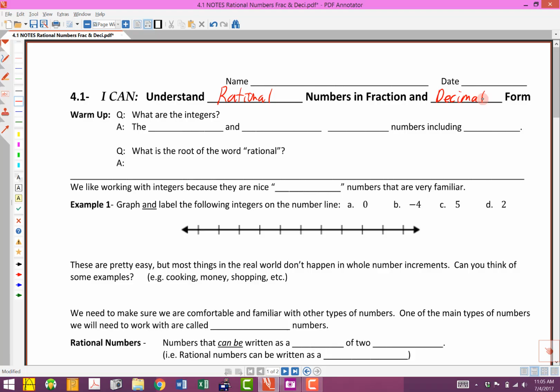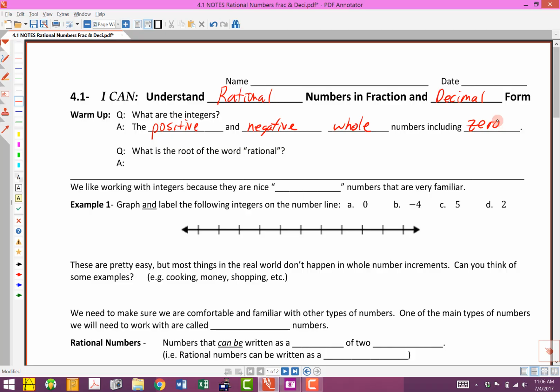And as a warm-up for this, let's just remind ourselves what integers are. Again, this isn't a technical definition, but it kind of covers all the basics and helps you remember to include everything. So the integers are the positive and negative whole numbers, including 0. A lot of people will forget 0 sometimes.